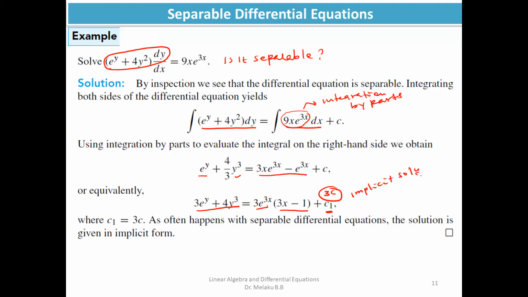Don't worry, your solution could be either explicit, which means y equals f of x form, or implicit. When we say implicit, we can't write it as y equals f of x like this. Can you solve for y? It's difficult, but it's possible to write like this. This is also a valid solution.